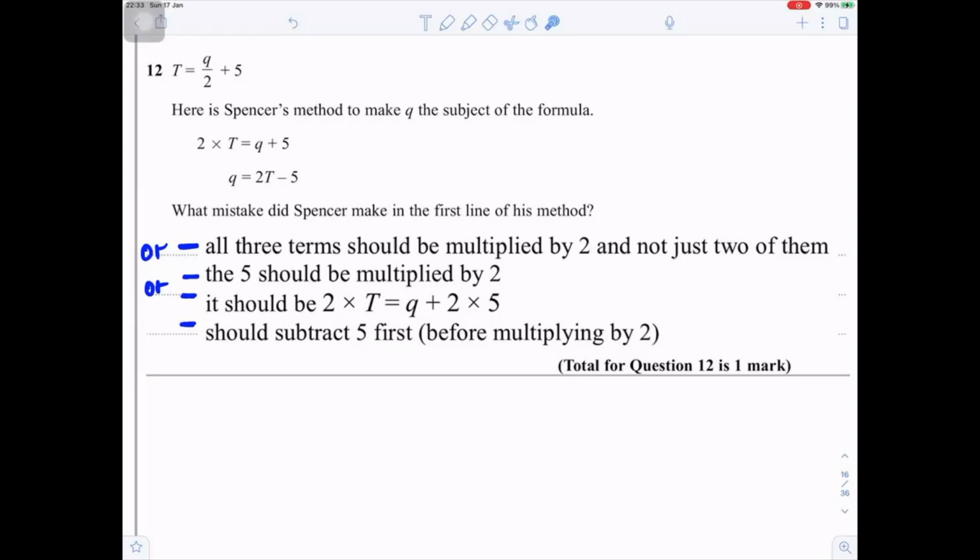All 3 terms should be multiplied by 2 and not just 2 of them. So these 2 should have been multiplied by 2, so 2T there, this times 2, this times 2. So that's the mistake he made. All 3 terms should be multiplied by 2, and the 5 should be multiplied by 2. That's another way to say it. You should have multiplied the 5 by 2 as well. Or you can say it should be 2 times T equals Q plus 2 times 5. So you can write one or the other and you'll get the mark.